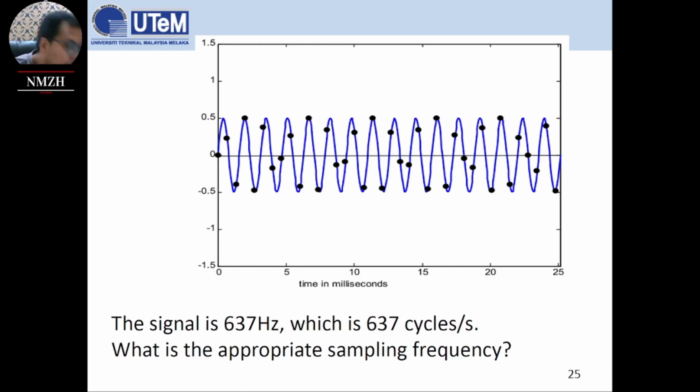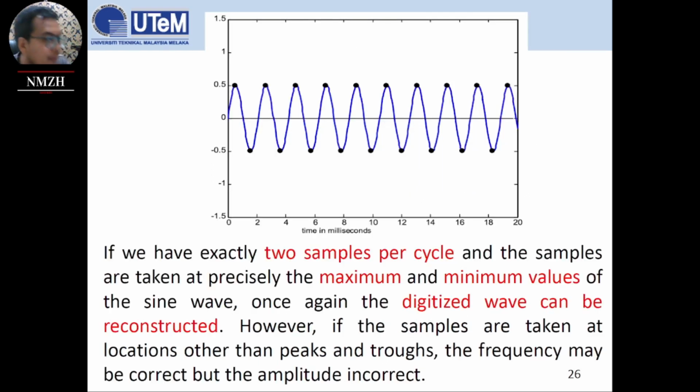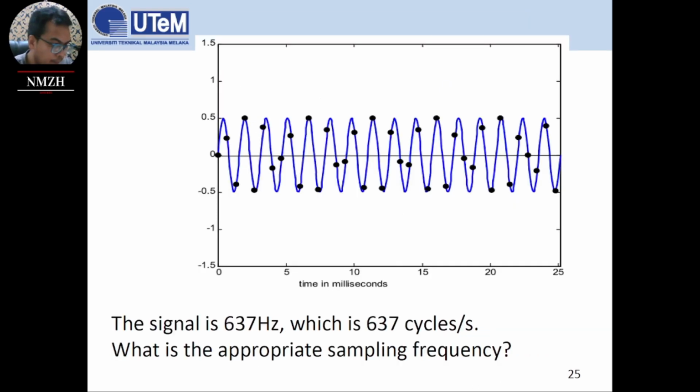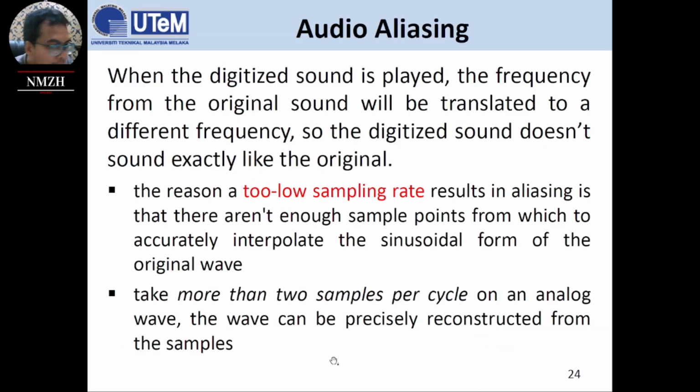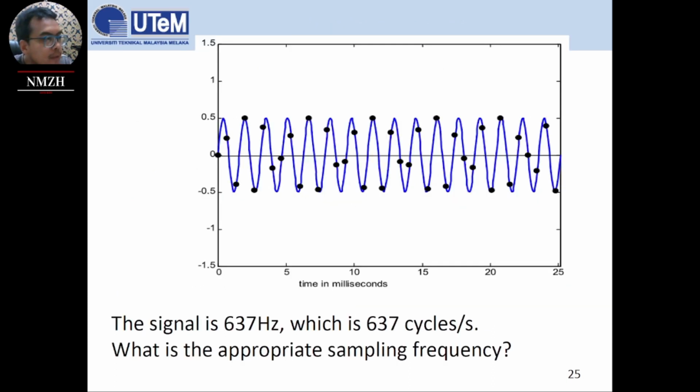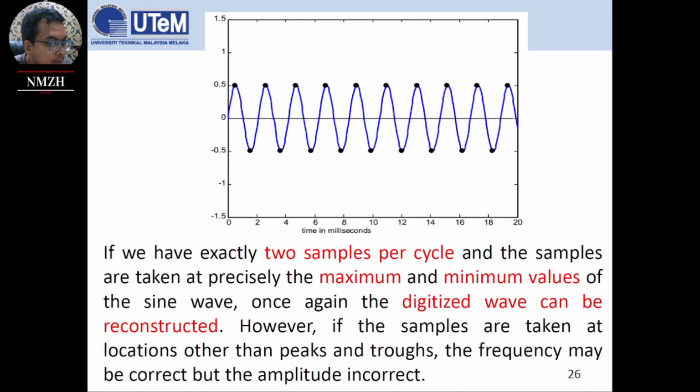That is the signal given. So what is the sampling frequency over here? The signal is 637. It could be twice that, so 1274, if we have exactly 2 samples per cycle. But we mentioned taking more than 2 samples, right? More than 2, meaning 3. So this one is 3, this one is 2, and this one is 1 cycle.